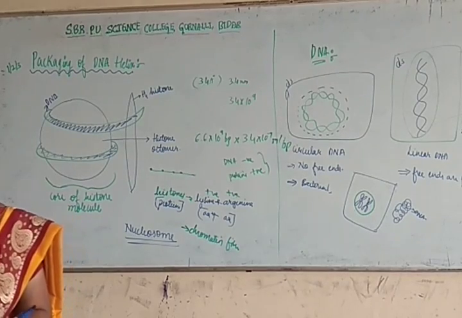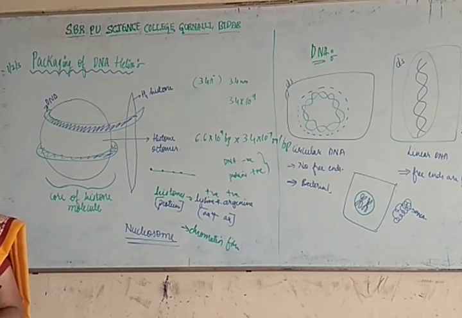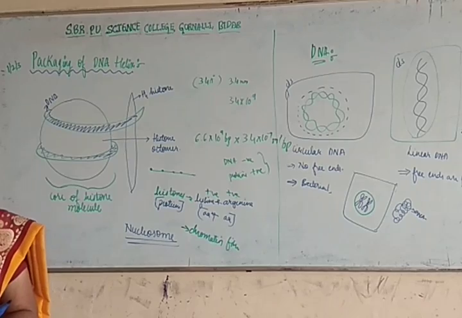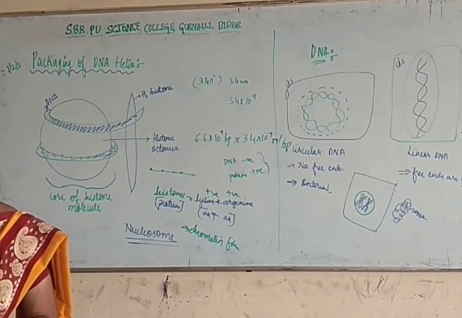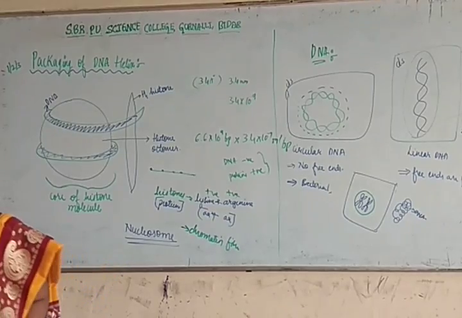Such proteins are called non-histone chromosomal proteins, in short NHC proteins. Why do we call them non-histone chromosomal proteins?